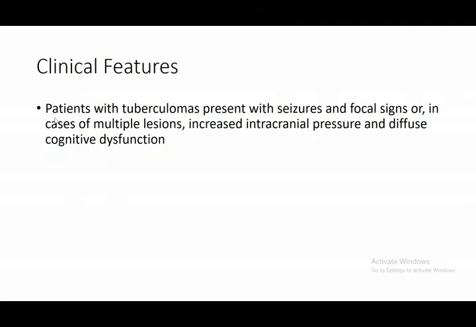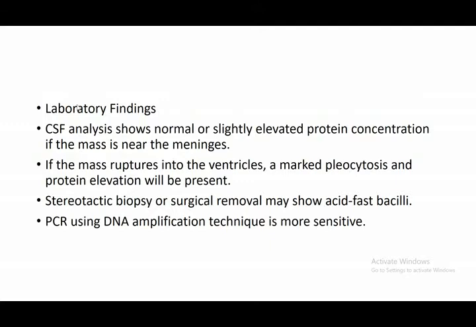Patients with tuberculomas present with seizures and focal signs, you can see here the difference. Because of the focal CNS disease, the patient does not necessarily present with typical signs of chronic TB meningitis like neck stiffness and signs of meningeal irritation, or so much headache. These may be present, but they may not be so pronounced in this focal form of CNS brain disease with TB. Sometimes in case of multiple lesions, you may have increased intracranial pressure and diffuse cognitive dysfunction.